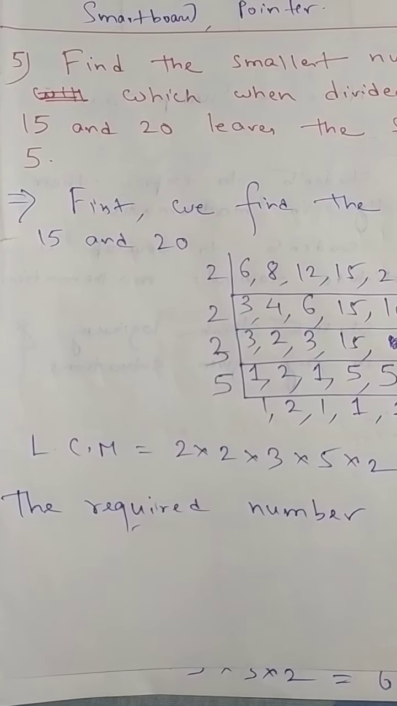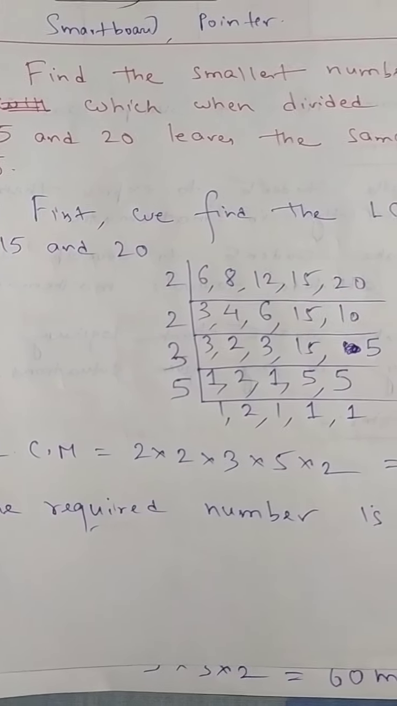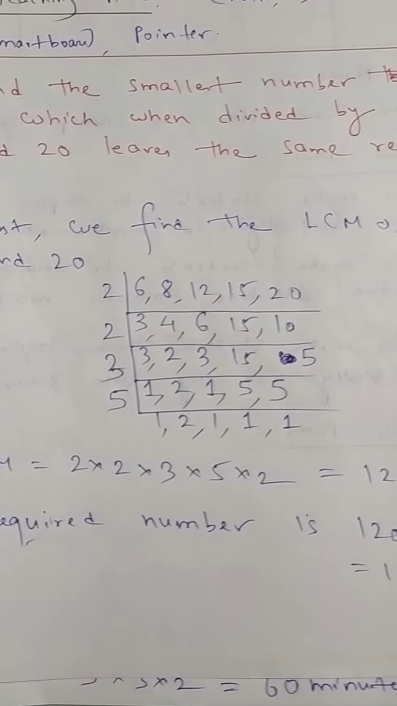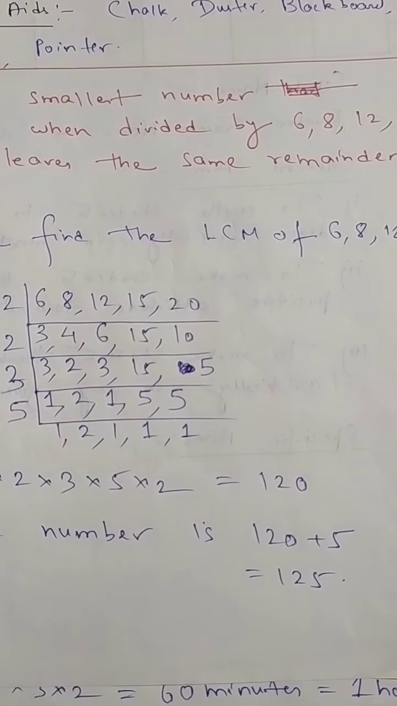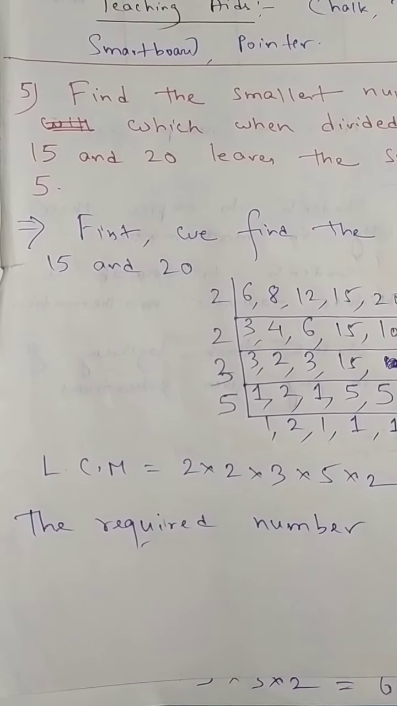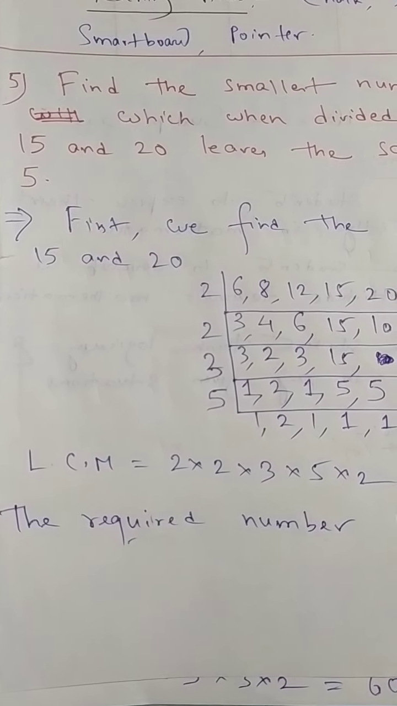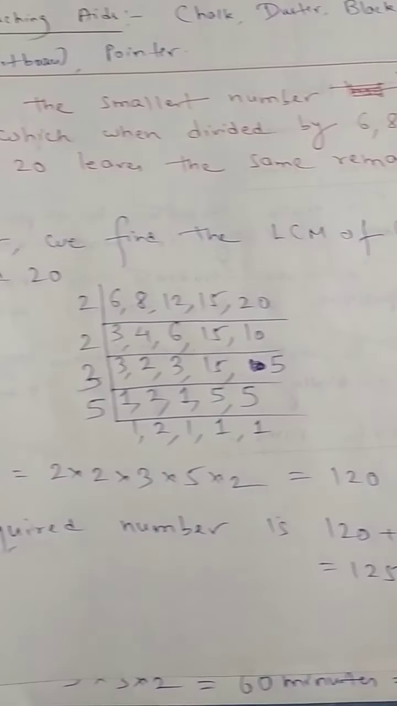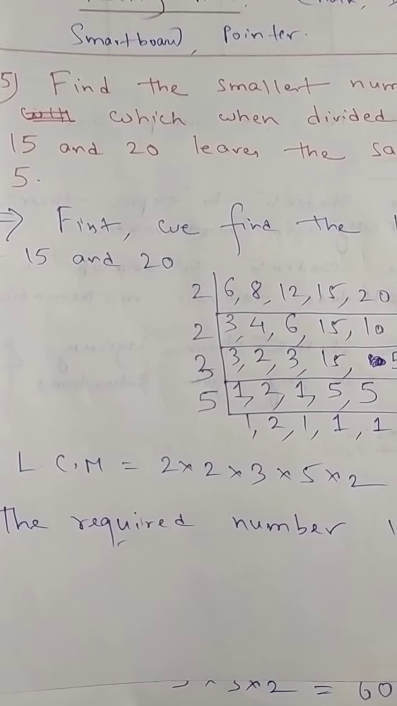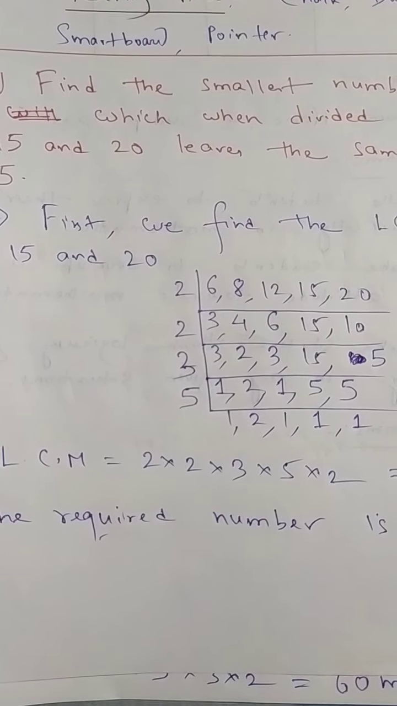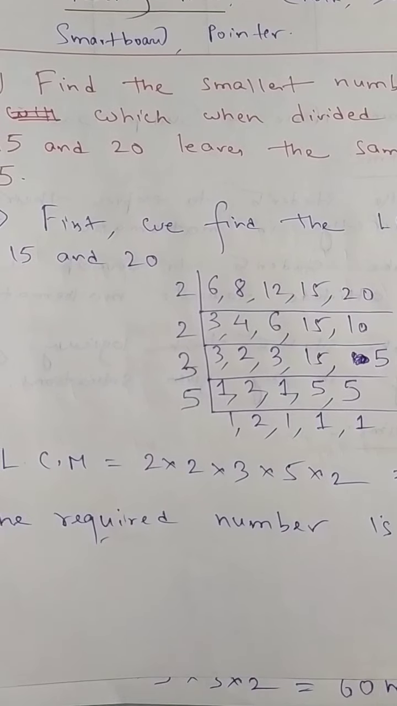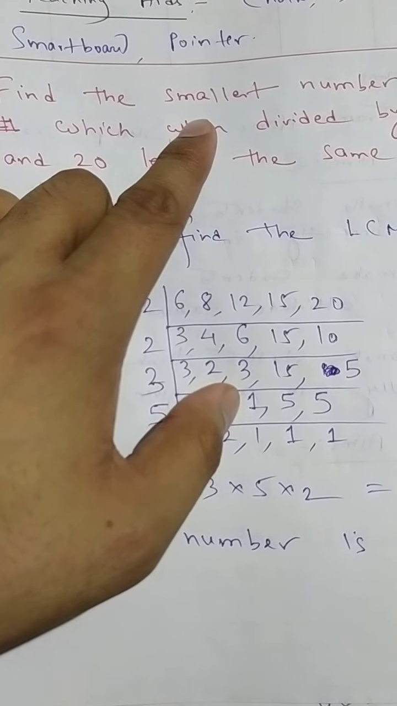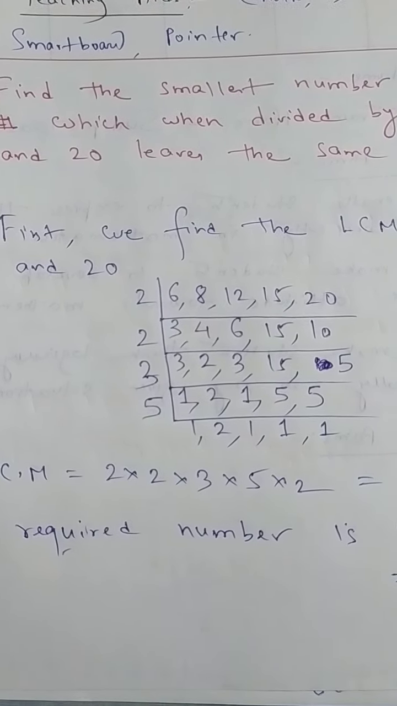Find the smallest number which when divided by 6, 8, 12, 15 and 20 leaves the same remainder 5. Now see, this type of question we had already done in the previous video, but that was a little bit different. There the question was to find the greatest number, and here you have to find the smallest number.